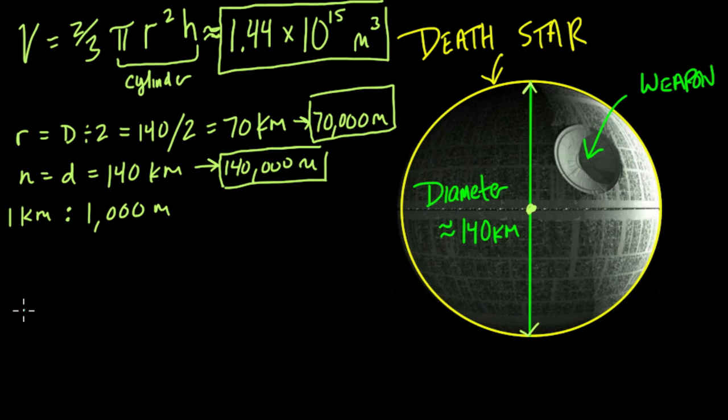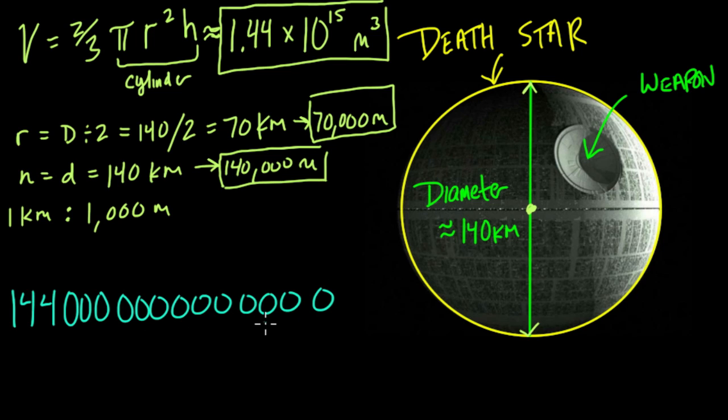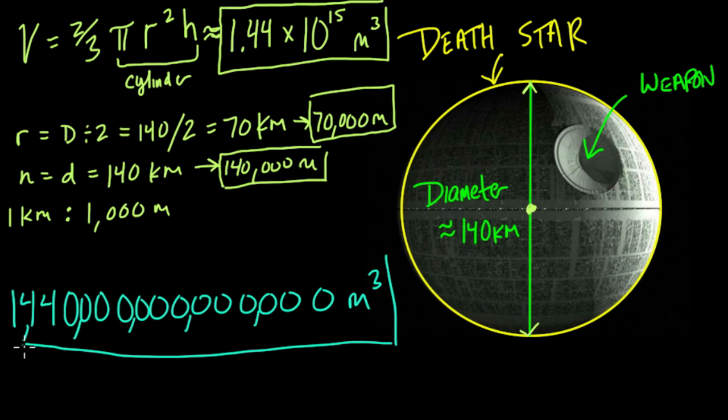If we rewrite that, what we get is 1, 4, and 4, and then 13 more zeros. 1, 2, 3, 4, 5, 6, 7, 8, 9, 10, 11, 12, 13. Here is the volume of our Death Star in cubic meters. So this is the size we're dealing with. Before we even go any further, we just need to appreciate that this Death Star is truly enormous.